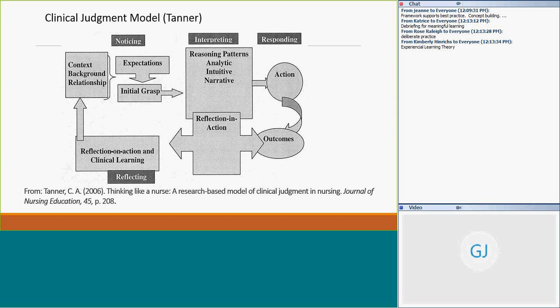as they move on to interpreting and figuring out the reasoning patterns, using some analysis, their intuition, and how they're talking with the client in a narrative, to deciding on the course of action and deeming what is the most appropriate action, whether it's not responding or responding. And then attending to the patient's response to those actions is the reflection in action. So at the time that the interventions are taking place, there's also an observation and a reflection of, is this working? Are things getting better?